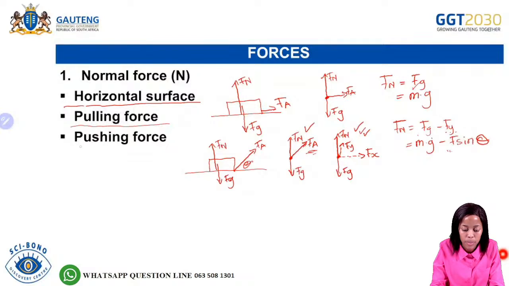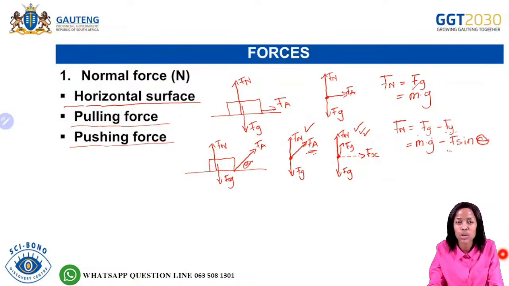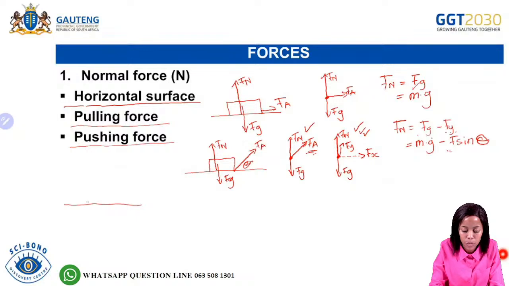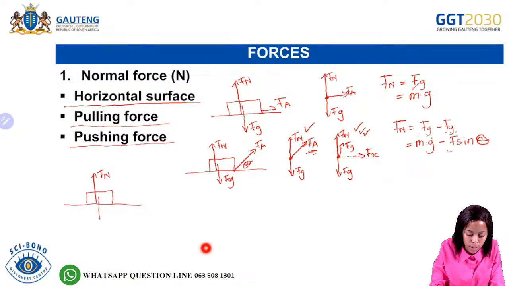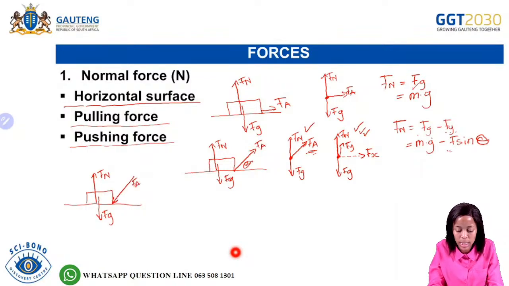Then the last one then would be a scenario where you are given what? A pushing force. So again, with the pushing force, if you are to represent your object using a box, meaning a force diagram, then going upwards would be your what? Would be your normal force. And then from the center there, you'll have your what? Your gravitational force. And then let's just say that now it is a pushing force, so pushing downwards.